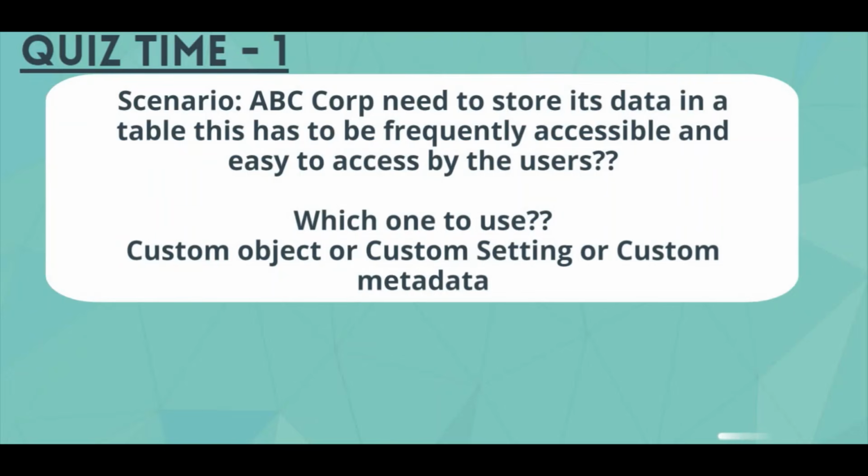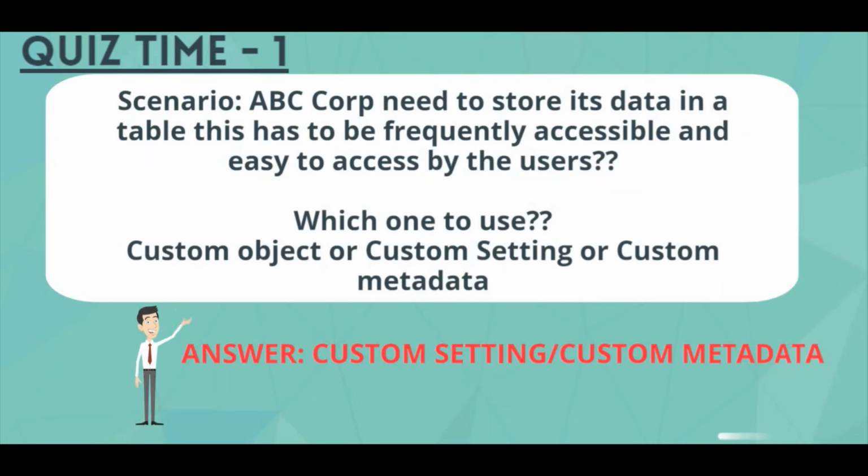So whenever you see frequently accessible and easy to access, it is like a cache memory. So cache memory in the sense, the answer can be either custom setting or custom metadata. Which one to choose depends on more conditions. Let's say if you want a hierarchical kind of thing, then you need to go for custom settings. But if you want to deploy your data to other environments, then you need to choose custom metadata. But for this scenario, as it is frequently accessible, you should go ahead with either custom settings or custom metadata.